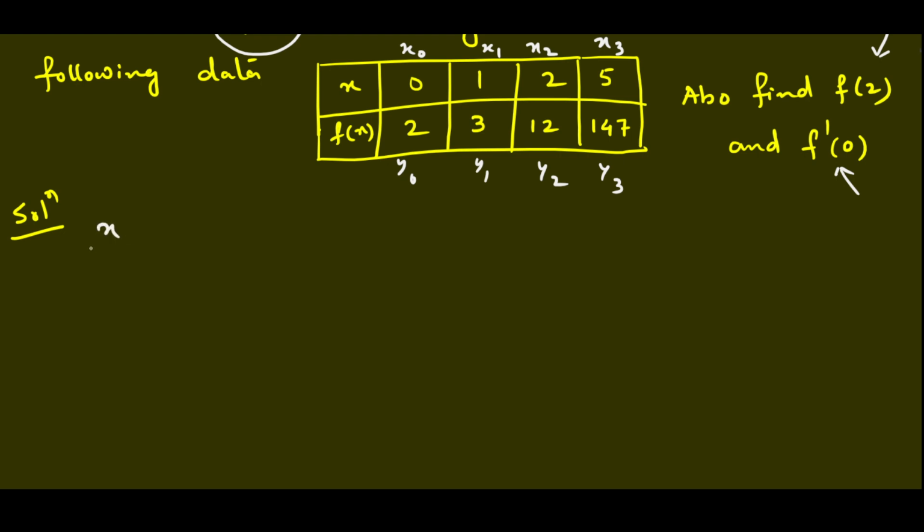Okay. So let us make it 0, 1, 2, and then 5. Then our f of x, or you can write y. So the values are 2, 3, 12, 147. So the first divided difference table, you can denote it like this, divided delta y, or you can write divided delta f of x. So now there is a difference, right? What is the formula?